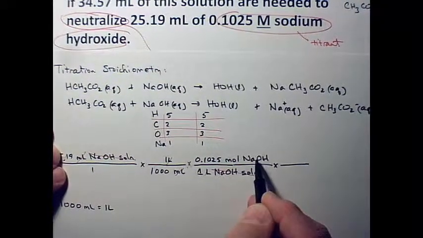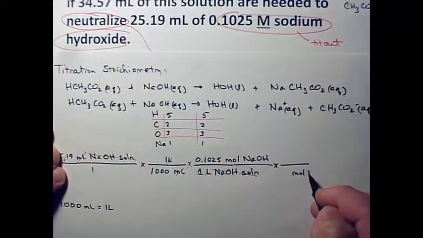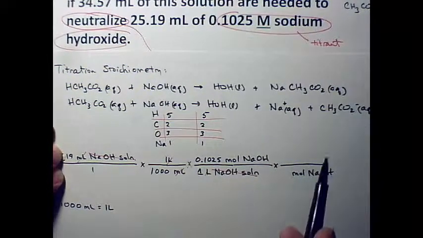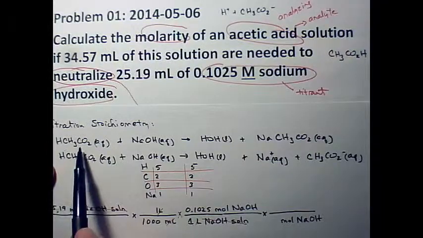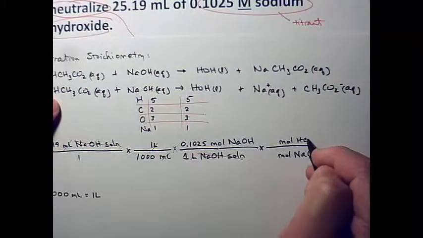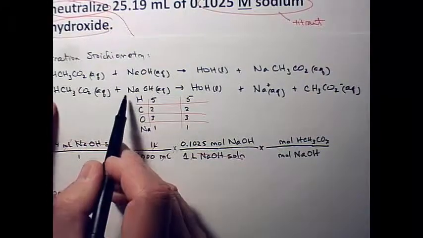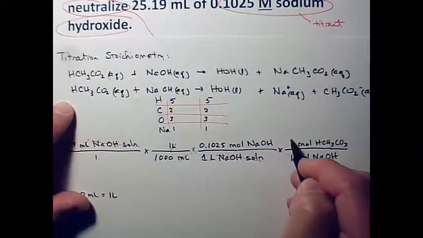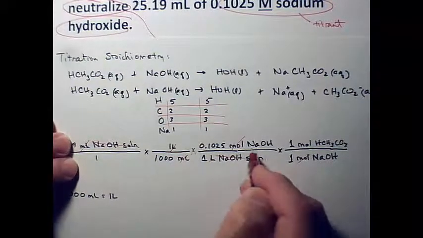I want to match the units and species that are on the top of this fraction with what I put on the bottom here. So I want moles of sodium hydroxide down here, and I want moles of what I'm looking for on the top. Well, the problem says what we're looking for is the concentration of acetic acid, and that's this chemical species here. So on the top here, I want moles of acetic acid. And in this equation, there's a 1-to-1 ratio. So we've got 1 mole of sodium hydroxide and 1 mole of acetic acid. Okay? I can now cancel moles and sodium hydroxide.